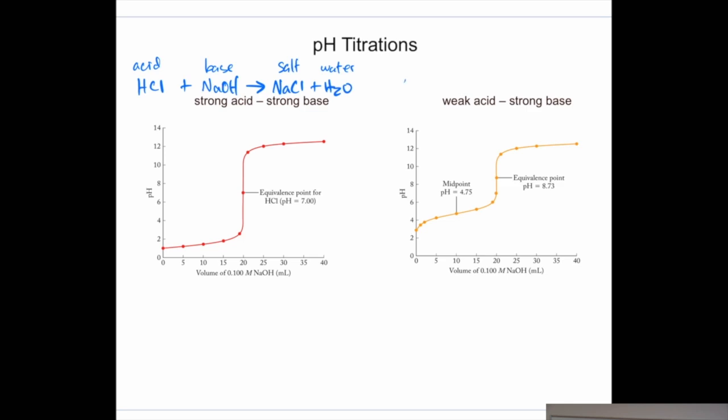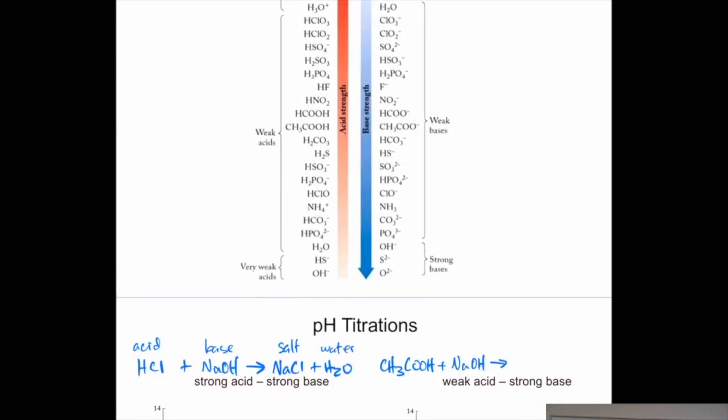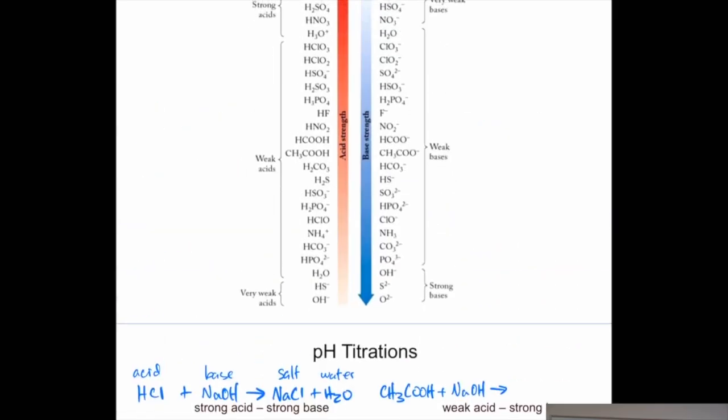Let's use acetic acid for our weak acid, and we'll still use sodium hydroxide. So what's the salt going to be? CH3COO. What do we call that? Yes, it's the acetate ion, right here. This is the acetate ion.